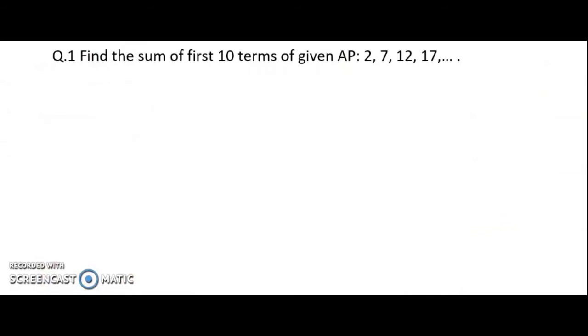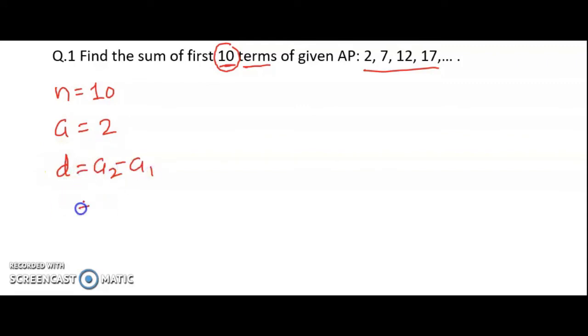Now let's see the first question. Find the sum of first 10 terms of a given AP. We want to find the sum of first 10 terms, so here the number of terms we will take is 10. Now if you see the AP 2, 7, 12, 17 and so on, the first term of the AP is 2. The common difference we want to find out, what is the formula? A2 minus A1. A2 means the second term, that is 7, and A1 is the first term, that is 2. So we get the common difference equal to 5.